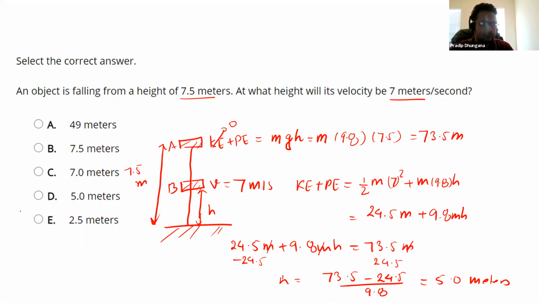The correct choice is, let me check my answer. Yeah, D, 5 meters. I know this question is a little bit difficult, so I'll pause here for some time. If you have any questions, please let me know. You can ask through chat as well, or just unmute and ask me, okay?